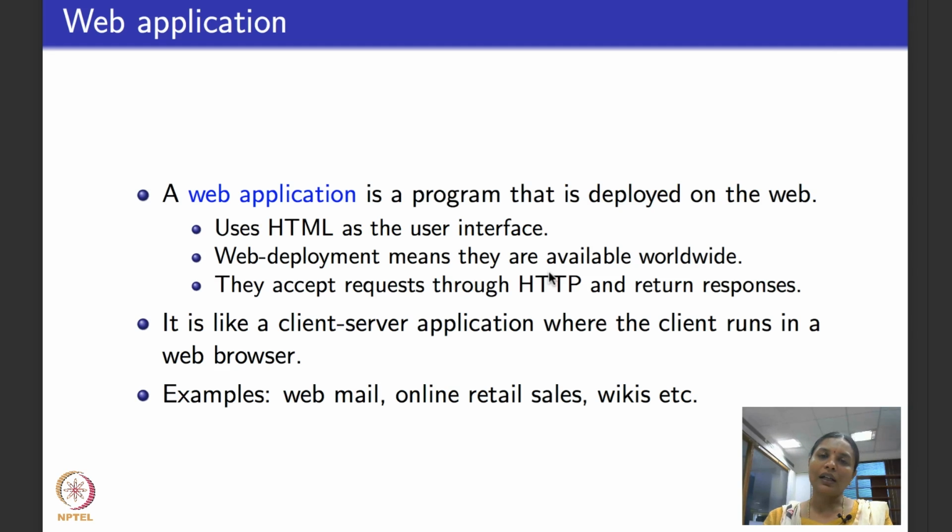So it is a lot like a classical client server application. The only difference is the server is a web server meant to host the application on the internet, and the client runs in a web browser. What are web browsers? Internet Explorer, Mozilla, Google Chrome, and so on. So here are examples of classical web applications. We all use webmail in some form or other: Gmail, Microsoft Office Outlook, Yahoo Mail, Hotmail, and so on. We also use a lot of online retail sales, Amazon, Flipkart, and so on. And we use wikis. These are various categories of web applications, and lots more are also there.